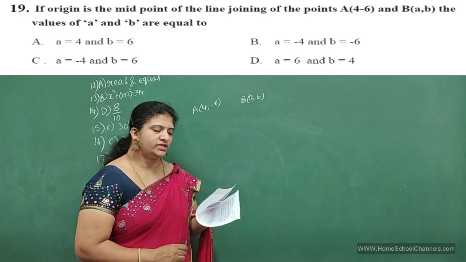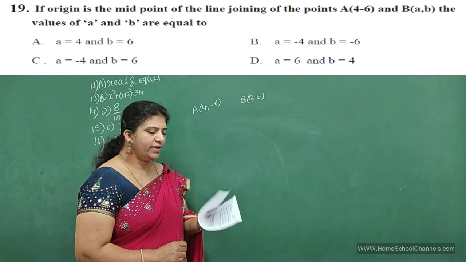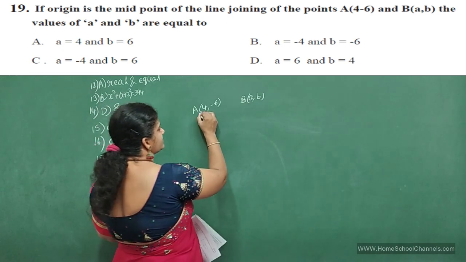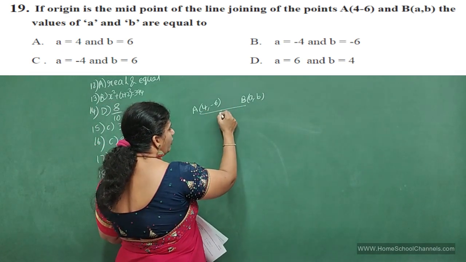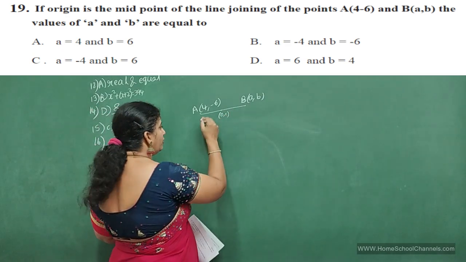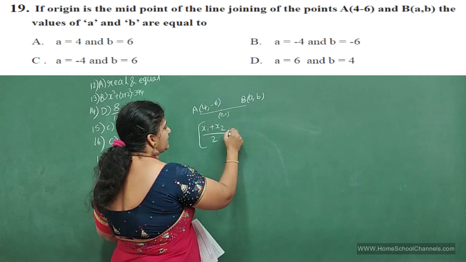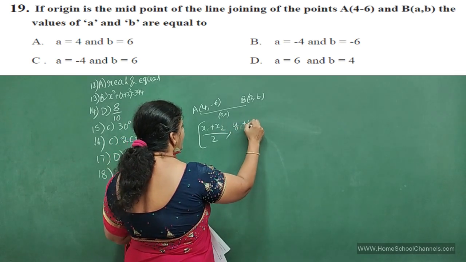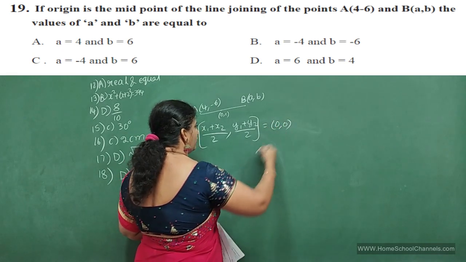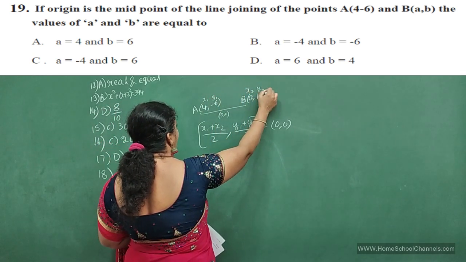19th one: if the origin is the midpoint of the line joining the points A(4, minus 6) and B(a, b), then the values of a and b are equal to... That means if this is a line segment, the midpoint coordinates are 0, 0. What is the midpoint formula? You remember: P of x, y is equal to x1 plus x2 by 2, comma y1 plus y2 by 2. But the midpoint coordinate is 0, comma 0. Substitute these values x1, y1, x2, y2.